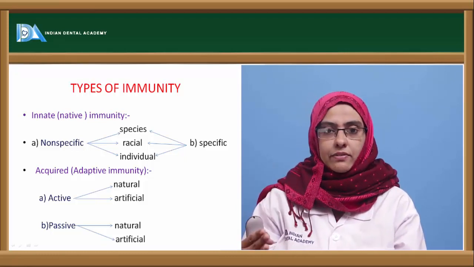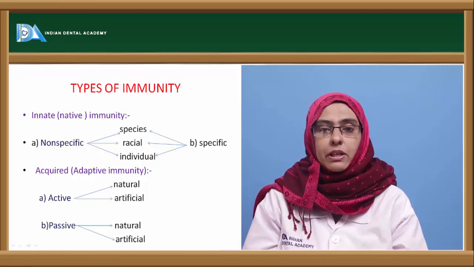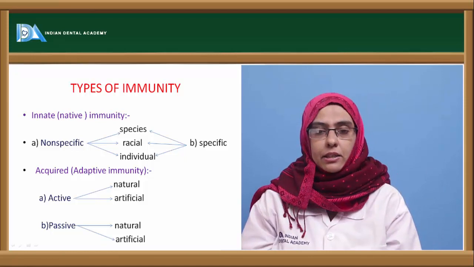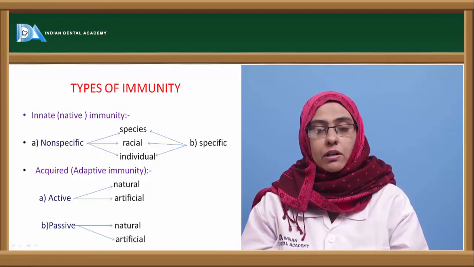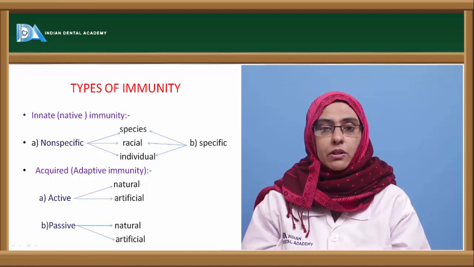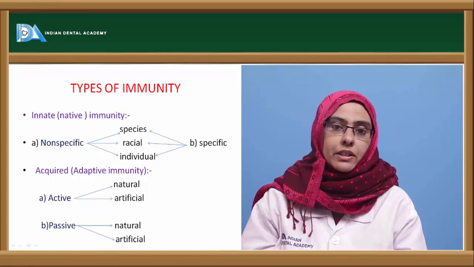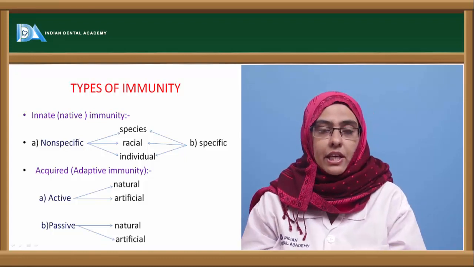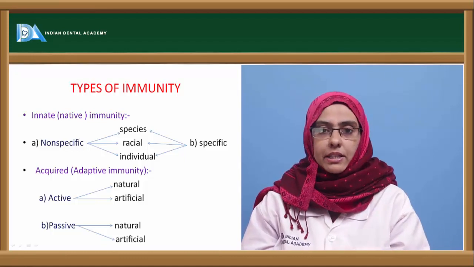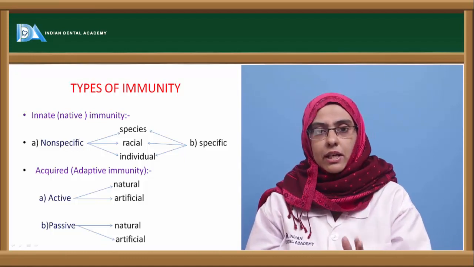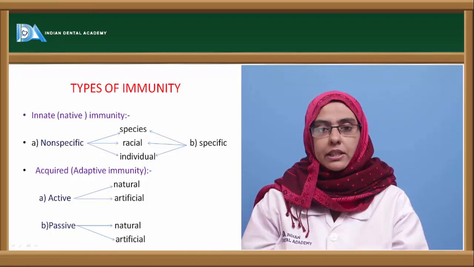The first line of defense, which comes directly to the microorganism or prevents the entry of the microorganism, is called innate immunity, also called non-specific immunity. It is so called because it is not specific towards a particular organism. That is, it does not protect our body only against one type of organism. It has a broad activity towards different types of organisms. That's why it is called a non-specific mechanism or non-specific immunity, also called innate or native immunity, that is usually already present in the human body.